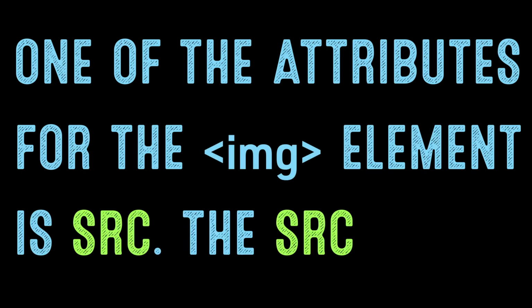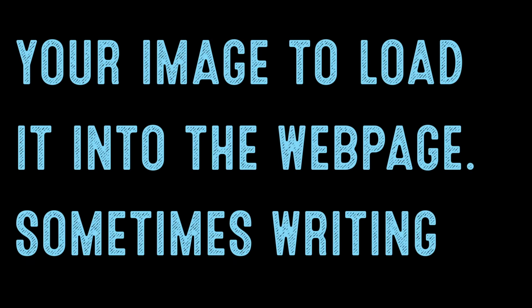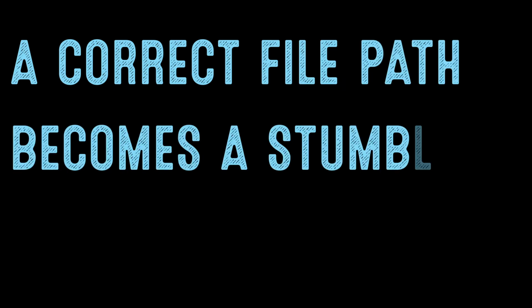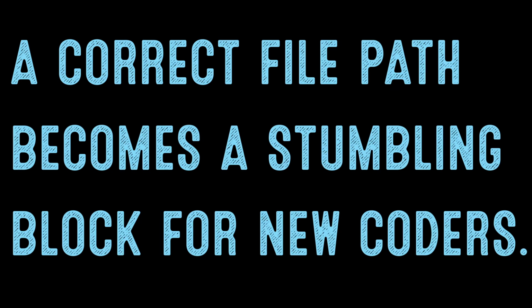The daily code snippet. One of the attributes for the image element is src, source. The source attribute defines the file path so the browser can find your image to load it into the web page. Sometimes writing a correct file path becomes a stumbling block for new coders.